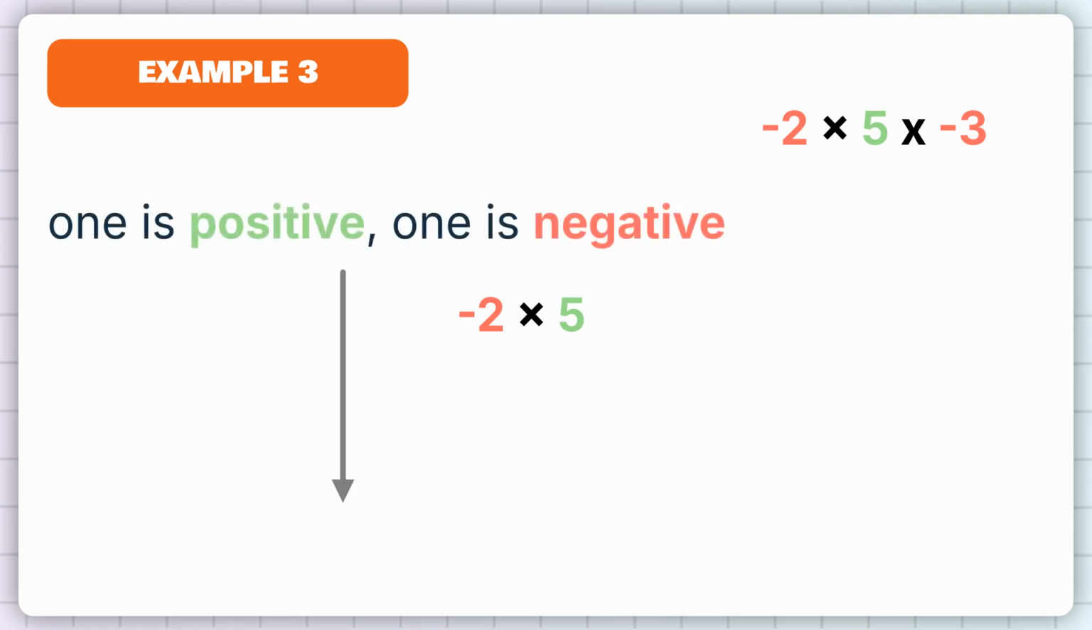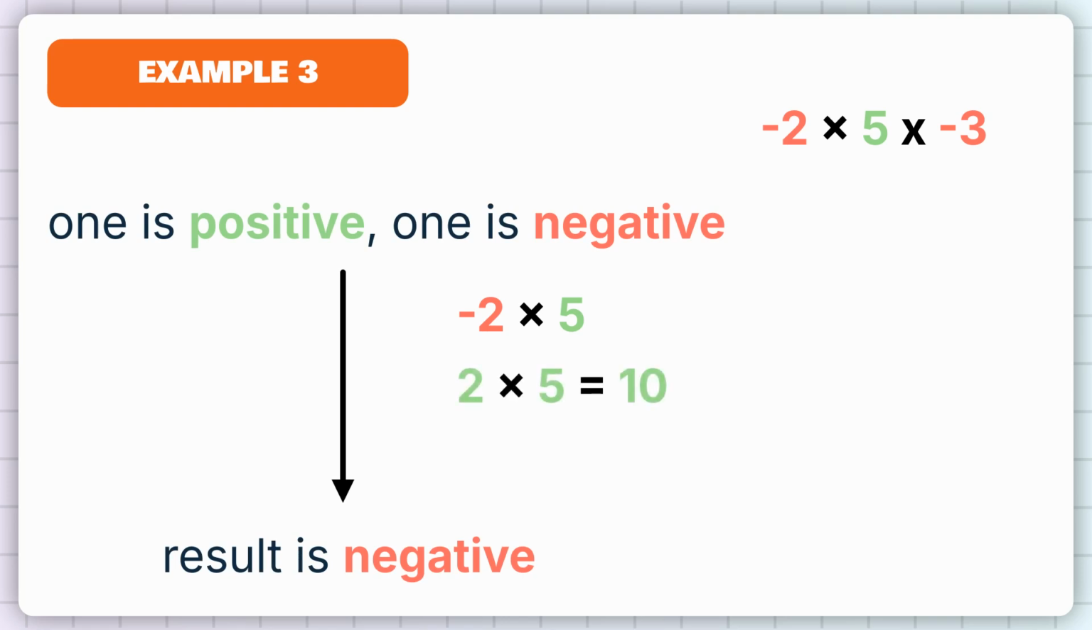Now let's look at a problem with three integers. Let's solve -2 times 5 times -3. Here, one number is positive, 5, and two numbers are negative, -2 and -3. Now group this expression and multiply it in pairs. First, multiply the first two numbers, -2 times 5. Now apply the rule. The product of a negative and a positive number is negative. Multiply the absolute values. 2 times 5 equals 10. After adding the sign, this gives us -2 times 5 equals -10.